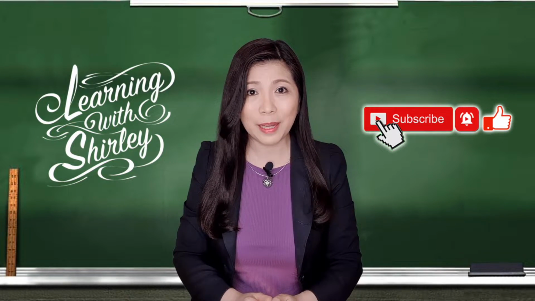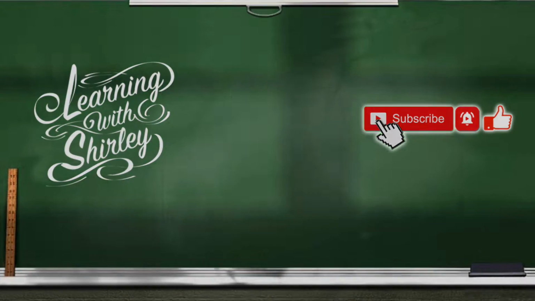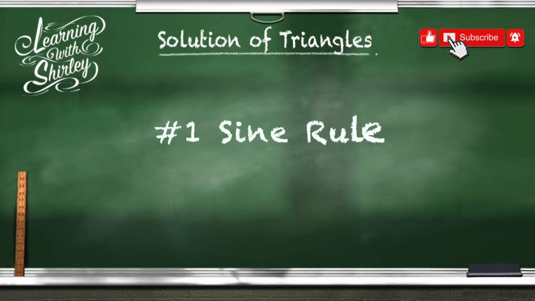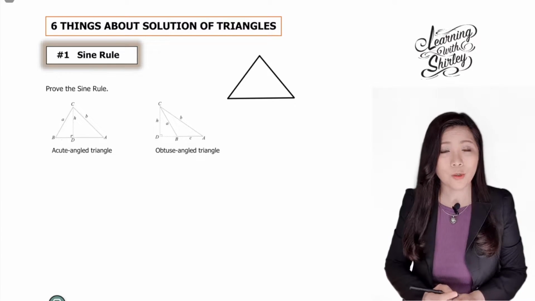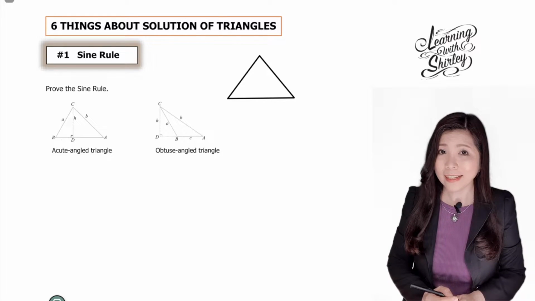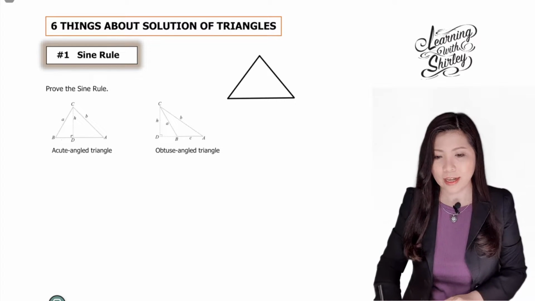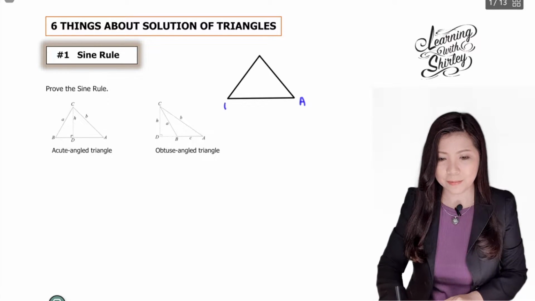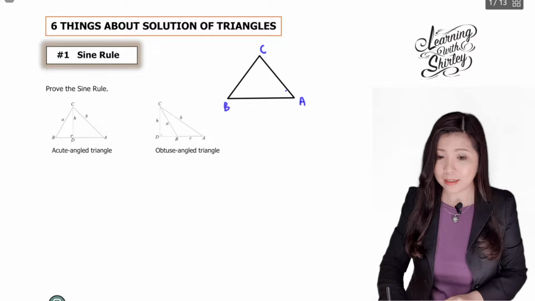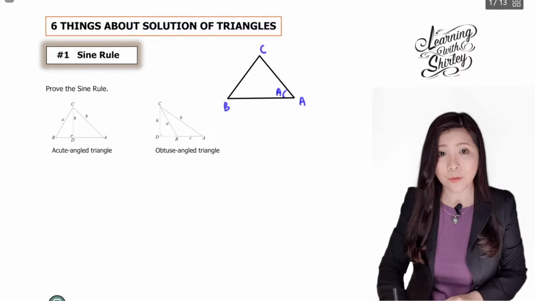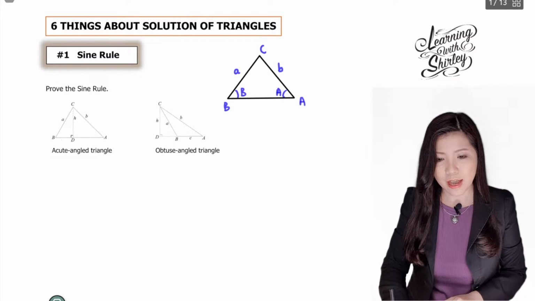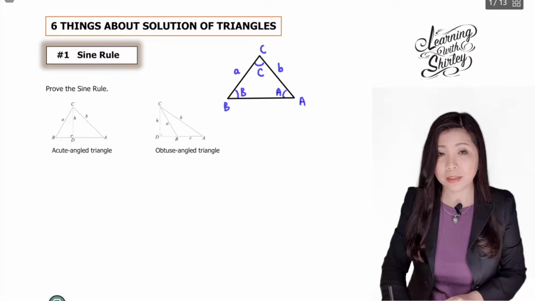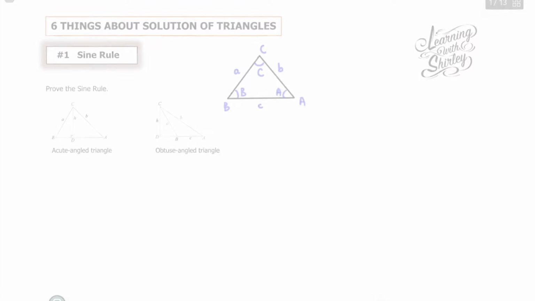Let's take a look at the first part of solution of triangles. The first thing to learn in this chapter is to understand the angles and the sides of a triangle. Let's look at this triangle ABC. If this is angle A, therefore this side will be a. If this is angle B, I'm going to label this side as b. If this is angle C, I'm going to label this side as c.